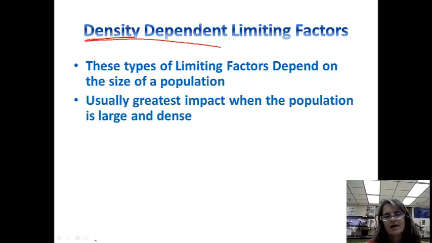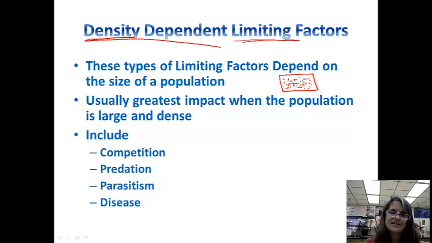For example, this type of limiting factor usually has the greatest impact when the population is really large and dense. So here is an area. Here is about a zillion squirrels in the area. Now, they are all competing for acorns. So the more squirrels you get, the more the number of acorns present is going to limit them. They're not going to be able to just keep making more and more squirrels. Eventually, they're going to run out of food. Acorns might be the limiting factor, and it's even more limiting the more critters you have. Okay?